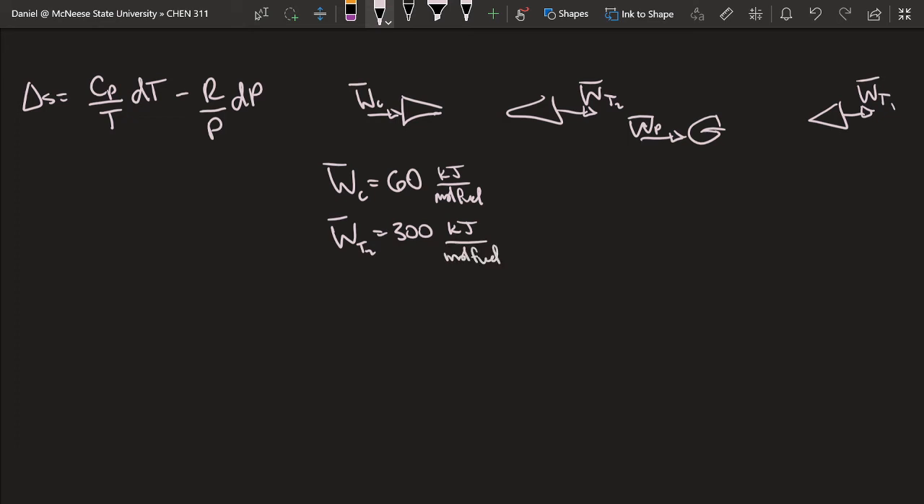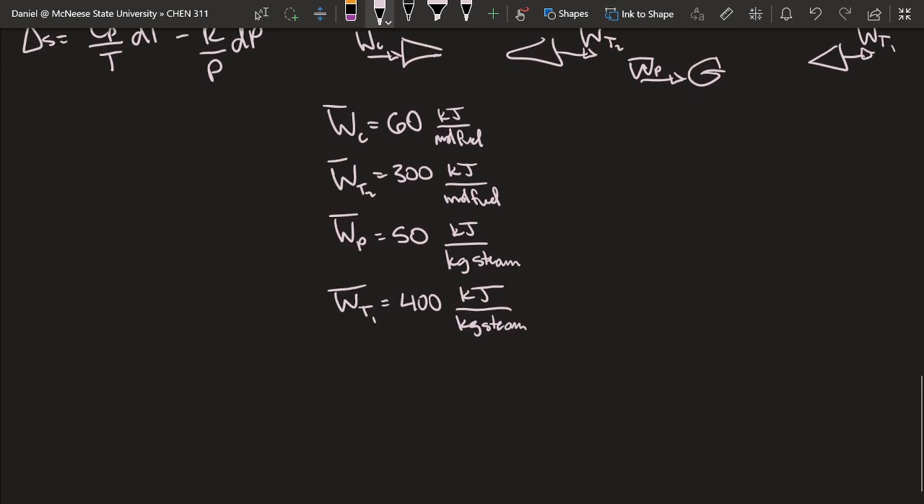Nice. Good numbers. And then this is 50. Except this time it's in kilograms of steam because it's inside the Rankine cycle. And we'll just go with 400. All right, that's the only time I'm going to write the units down for that, but you'll know what's what.